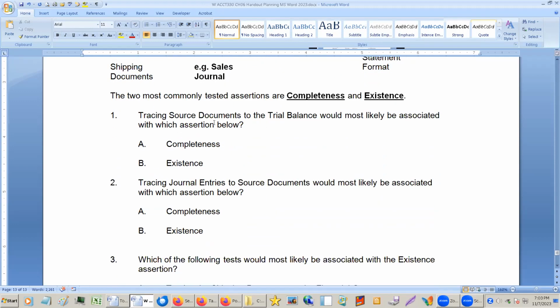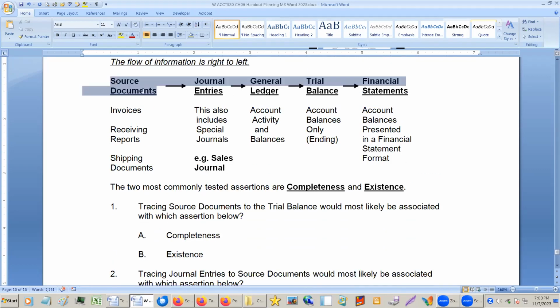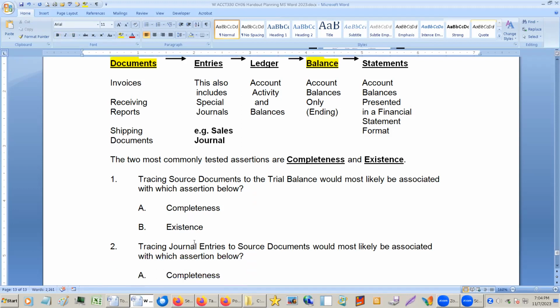Okay, so tracing source documents to the trial balance would most likely be associated with which assertion below. So here are the source documents. We're going to take these source documents and see if they go through the journal entries, the general ledger, and then take them right through to the trial balance. Is this for completeness or existence?